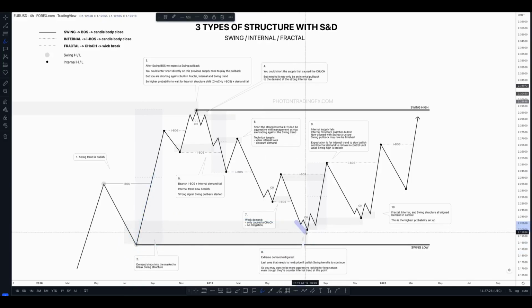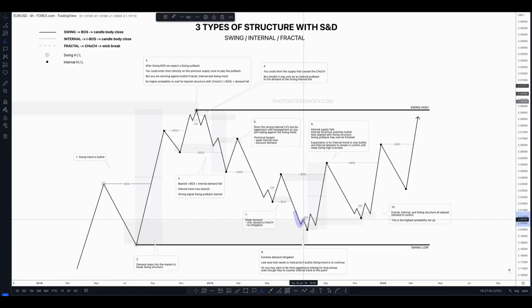Because when we pull back to that extreme demand, really this is the last line in the sand. This is the last level that has to hold. This demand zone has to hold if the swing trend is going to stay bullish. So this is a pretty good place to get long, right? We may as well risk our money here because this should be high probability.